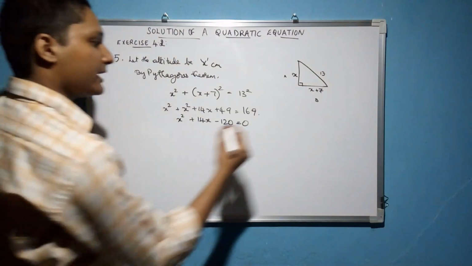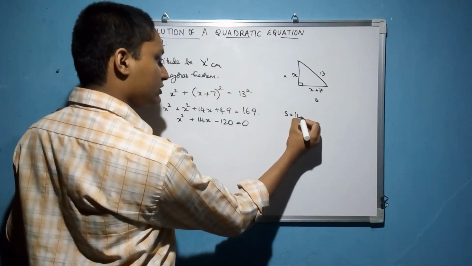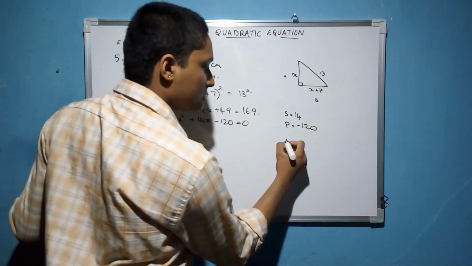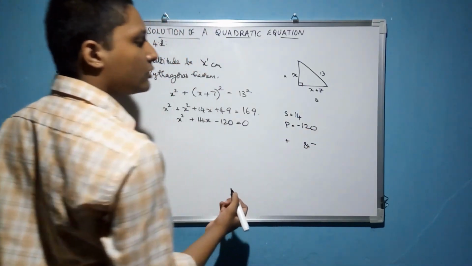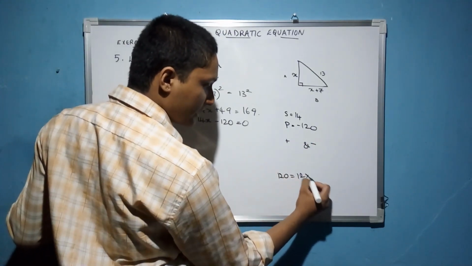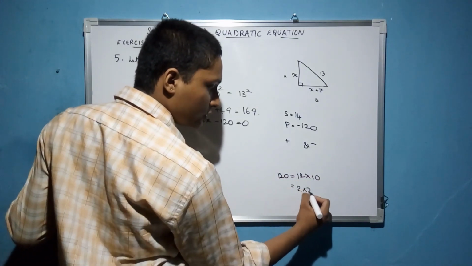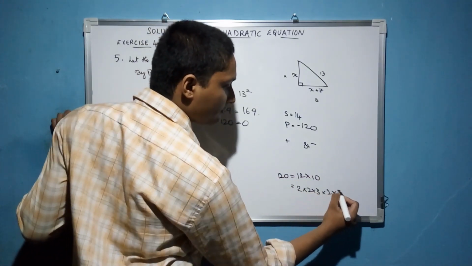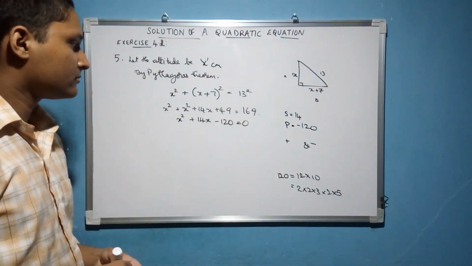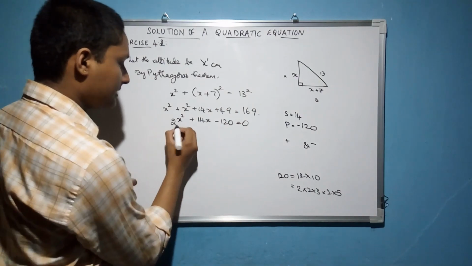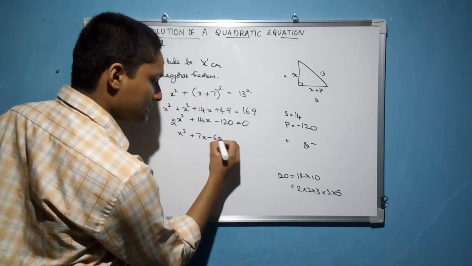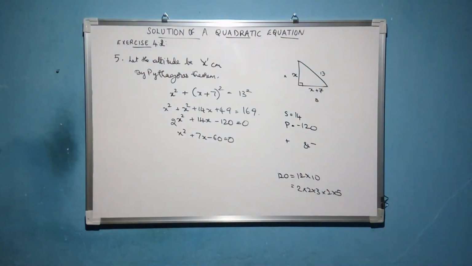Now we want to find two numbers whose sum is 14 and product is minus 120. Since the product is negative, one should be positive and one should be negative. So 120, if I prime factorize, I can write it as 12 into 10, which is the same as 2 into 2 into 3 into 2 into 5. We need two numbers whose sum has to be, no, it is 2x square, right? We cannot write like that. So you have x square plus 7x minus 60 is equal to 0. That's how it changes.